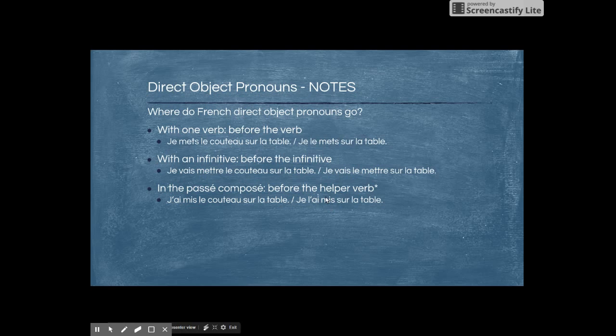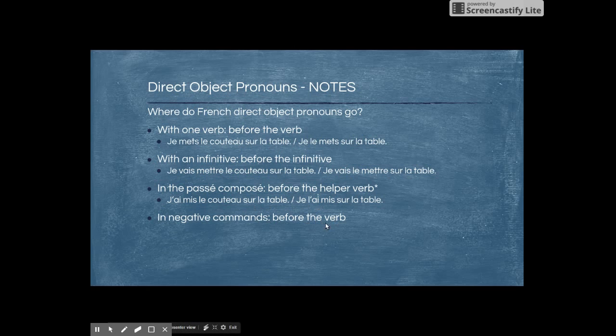Right? And the reason why we're going to put it before the helper verb is because mettre is actually one verb. Right? It has two parts, but it is one verb. It is the verb mettre in the passé composé, and it needs to go before the whole verb, and that includes helper verb and past participle.